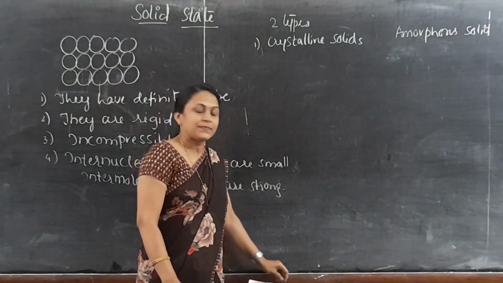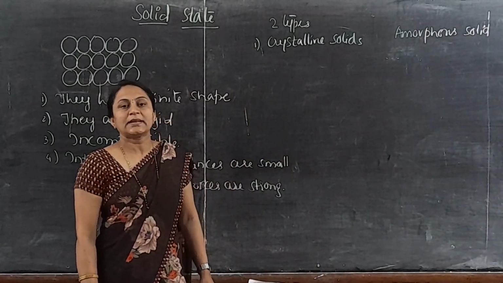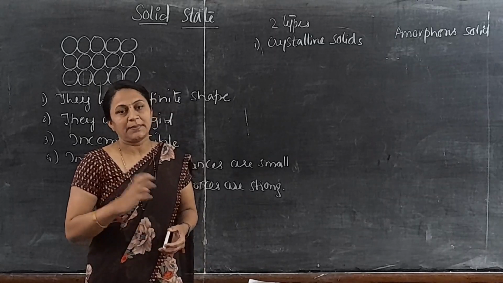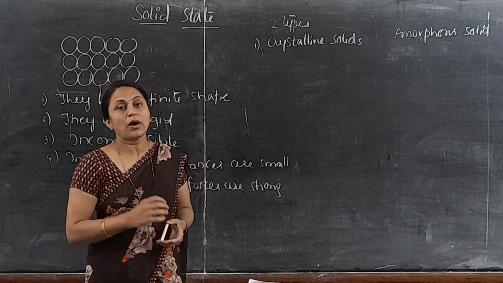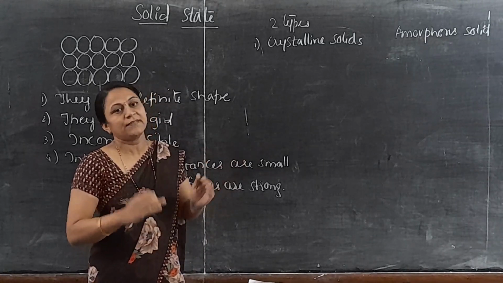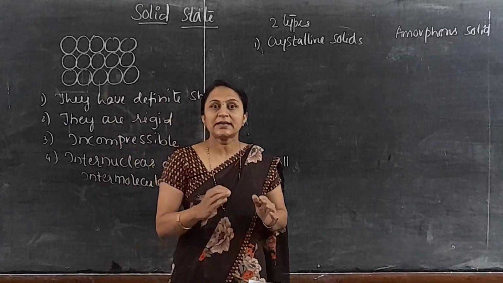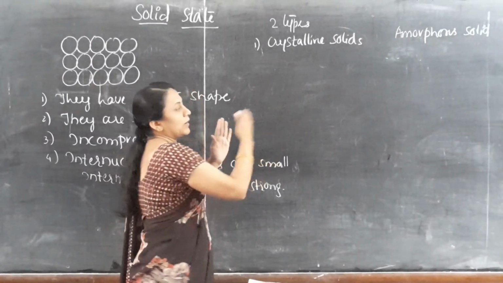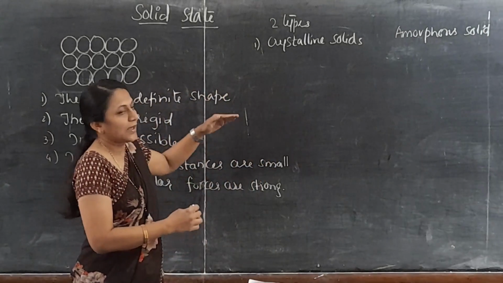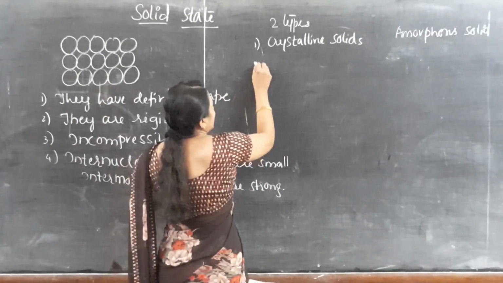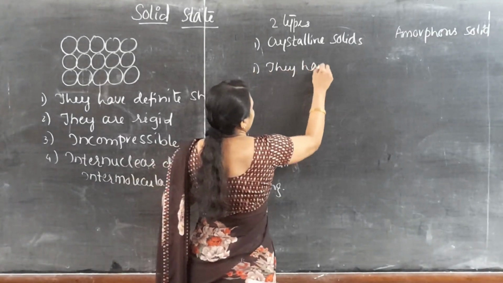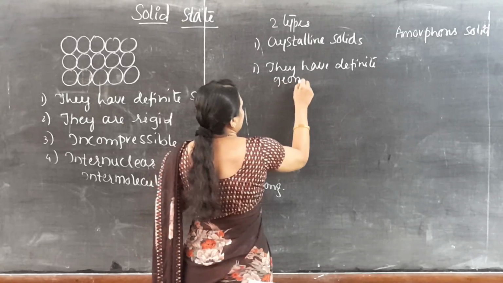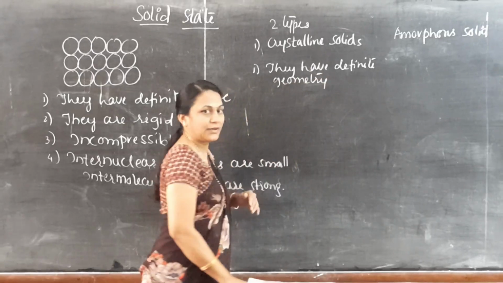In crystalline solids, the constituent particles are regularly arranged. Here, the constituent particles may be ions, or atoms, or molecules. So in general we call them the constituent particles. Let us see the difference between these two. As they are regularly arranged, they have a definite shape or definite geometry.